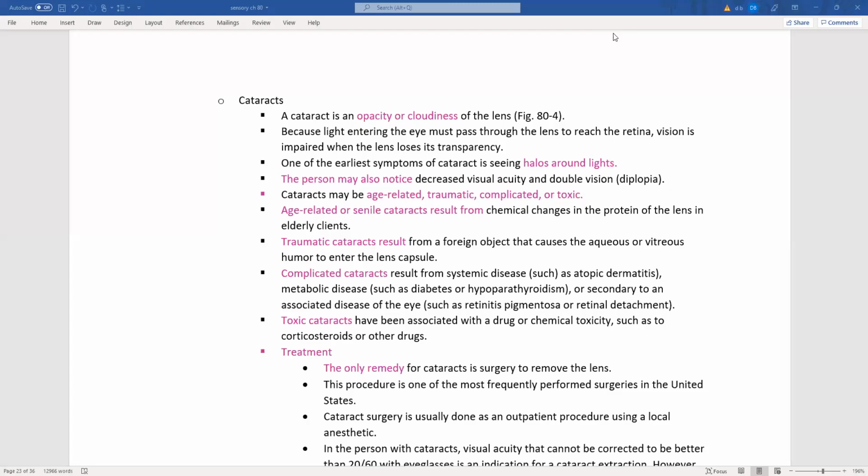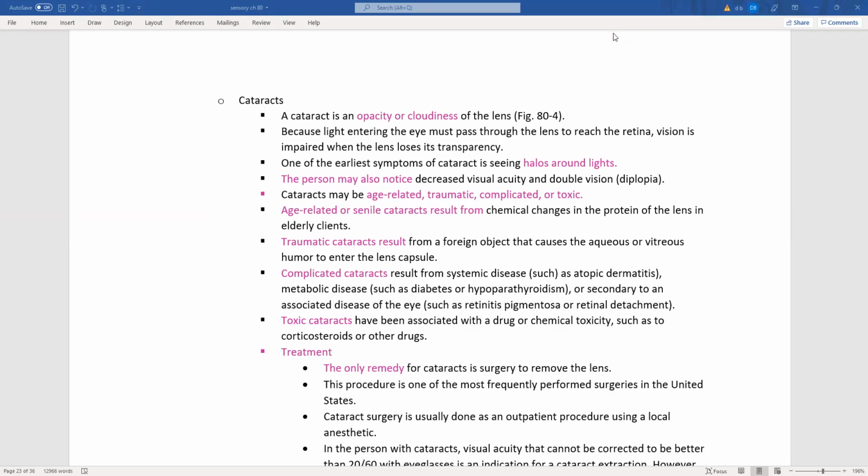Okay, so let's talk about these cataracts. The cataract is an opacity or cloudiness of the lens. We know what cataracts look like, they're in the book. Because light entering the eye must pass through the lens to reach the retina, vision is impaired when the lens loses its transparency. It can't reach it because it's cloudy or opacity, same thing.